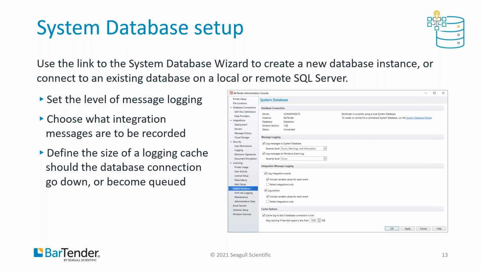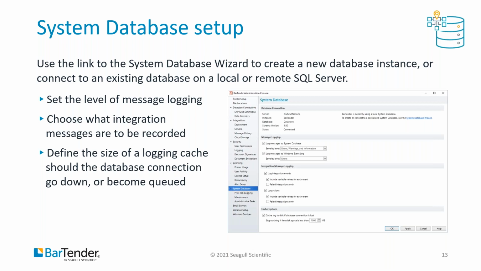When running the wizard, you can at that time choose to run the installer package for SQL Server Express Edition if it was not installed as part of the BarTender installation process. Otherwise, you can either choose to connect to an existing system database, either on the same or different server, or you can create a new instance of a system database on an existing SQL server, be that local or remote.